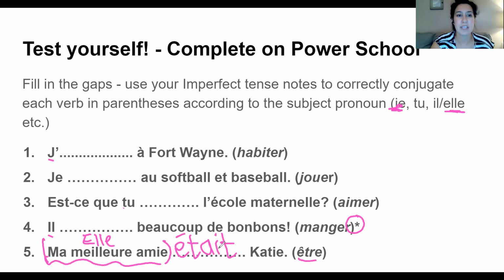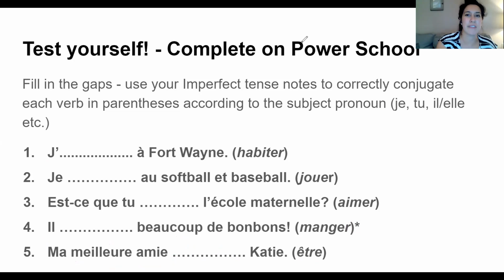Okay. So I've given you 1 and you have 5. So you've got 4 left to do yourself. So bon chance, use your notes, practice on that, and then you are all done for today.